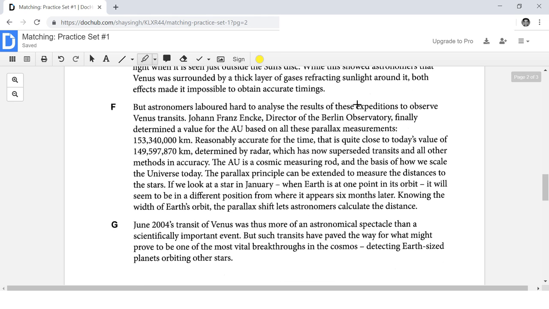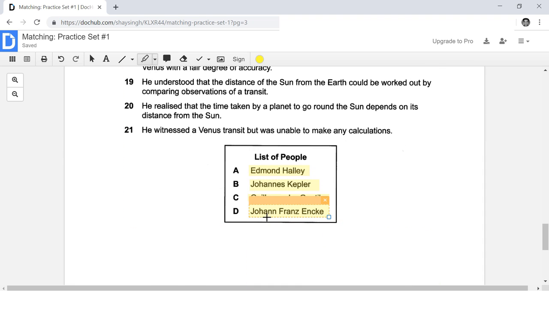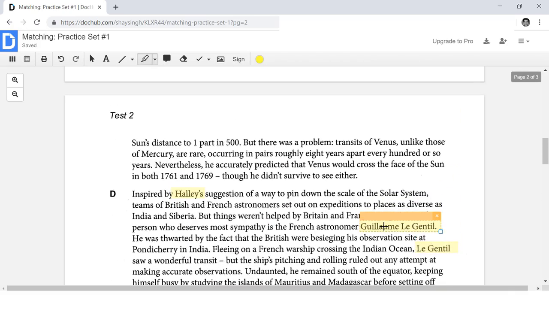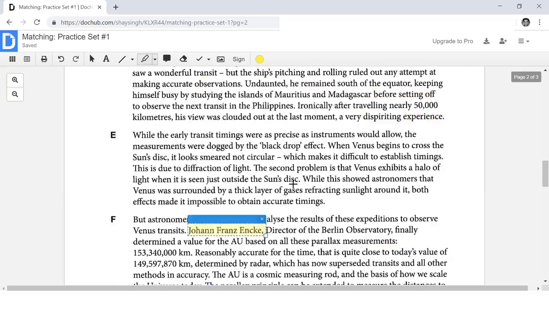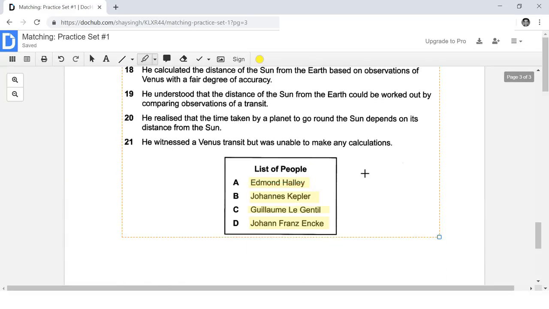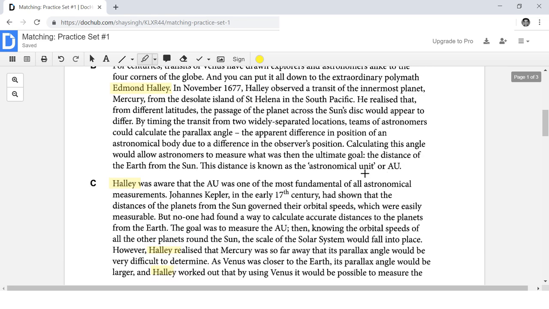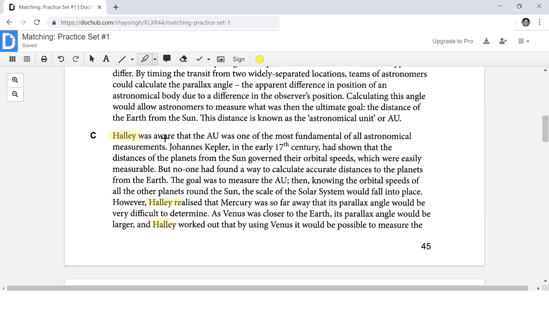Let's see what else. Okay, nothing here. Here I see the other name, Johann Franz Encke. And there was one more name I was looking for. Have I found all of them? Johann Franz Encke, Le Gentil, Halley. And there was one more, Johannes Kepler, right? We are also still looking for Johannes Kepler. I haven't found that yet. I must have missed it. Okay, here we go. Johannes Kepler. So that's the other name.